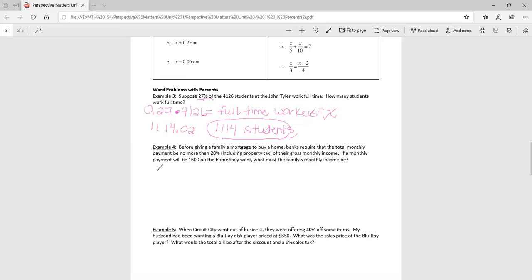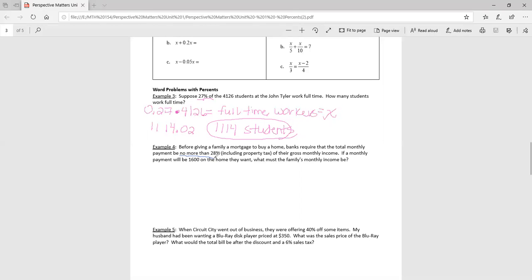Anytime, pause. Great. So this next one is before giving a family a mortgage to buy a home, the payment can be no more than 28%. So let's assume 28%. What's the max we can do? And then if a monthly payment is $1,600, what must their income be?